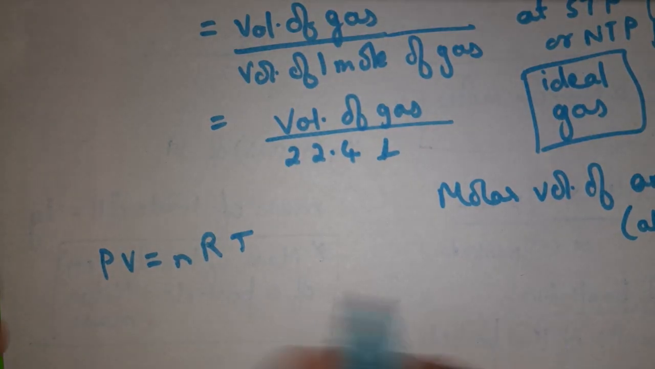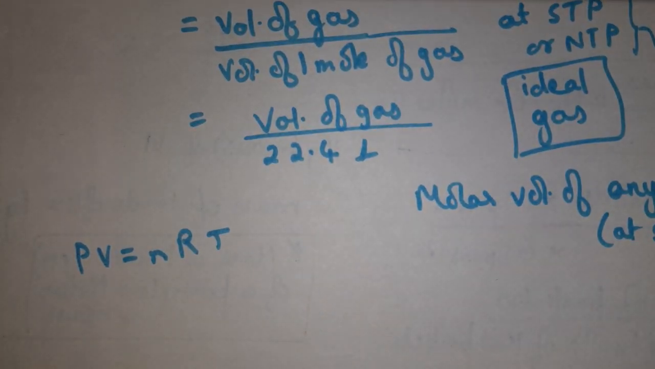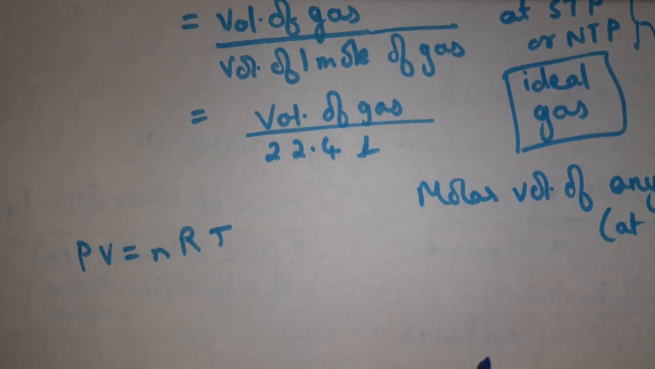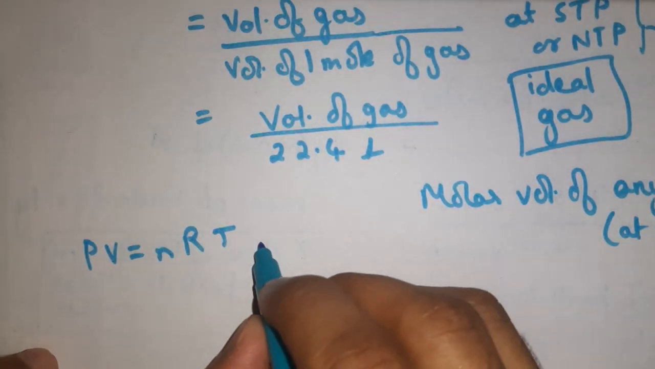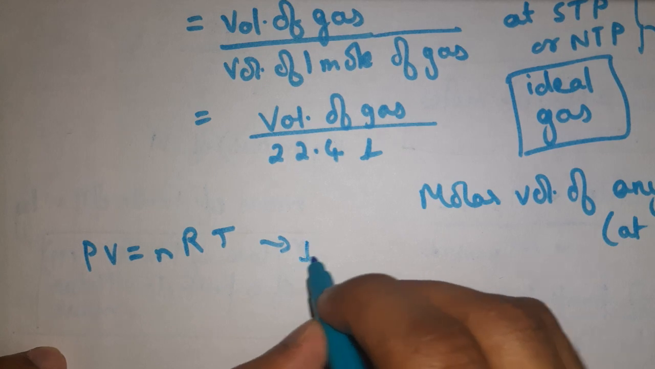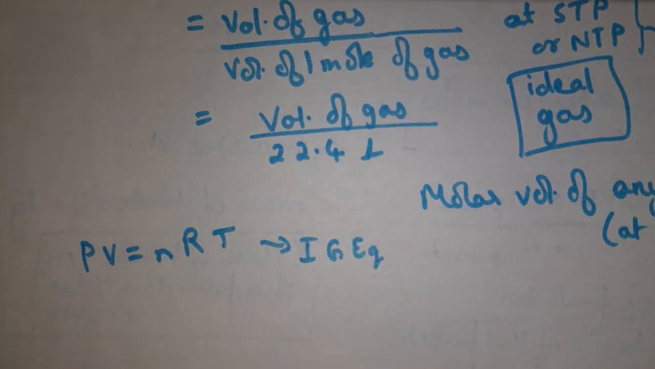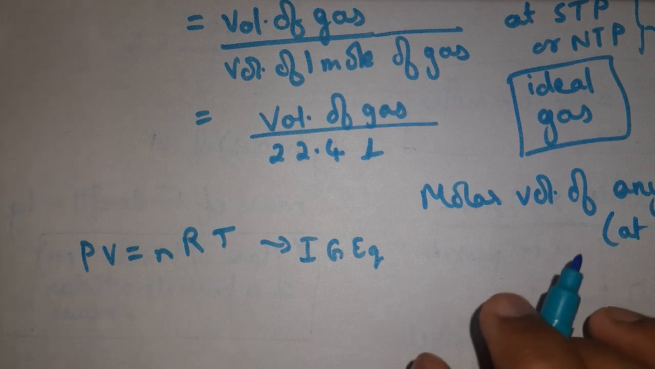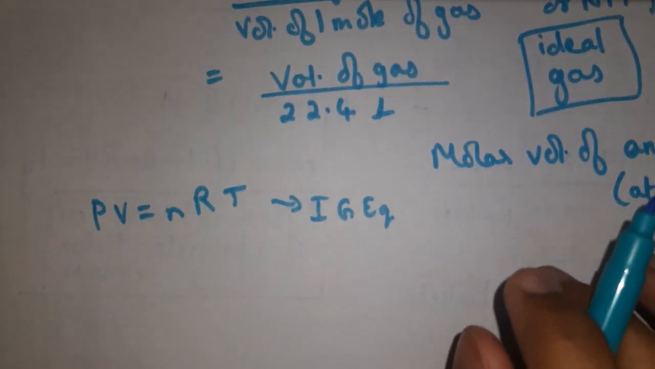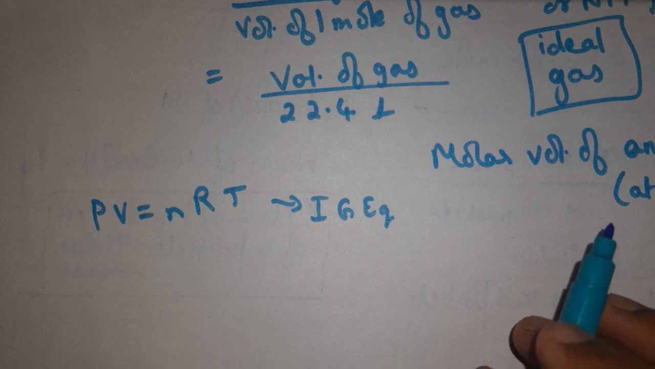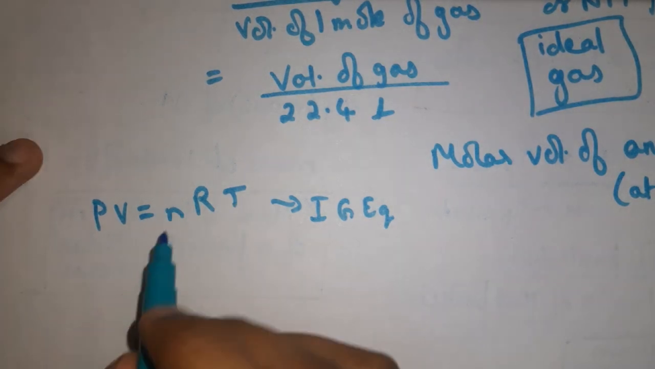PV equals nRT was derived from 4 experimental gas laws, meaning 4 scientists did experiments and derived 4 gas laws based on those experiments, and this relation is called the ideal gas equation. Which is a very good equation. We will learn about it later in the gaseous state chapter, and we'll also learn about the experimental gas laws in that chapter. But for now, we just need to know that this is the ideal gas equation.